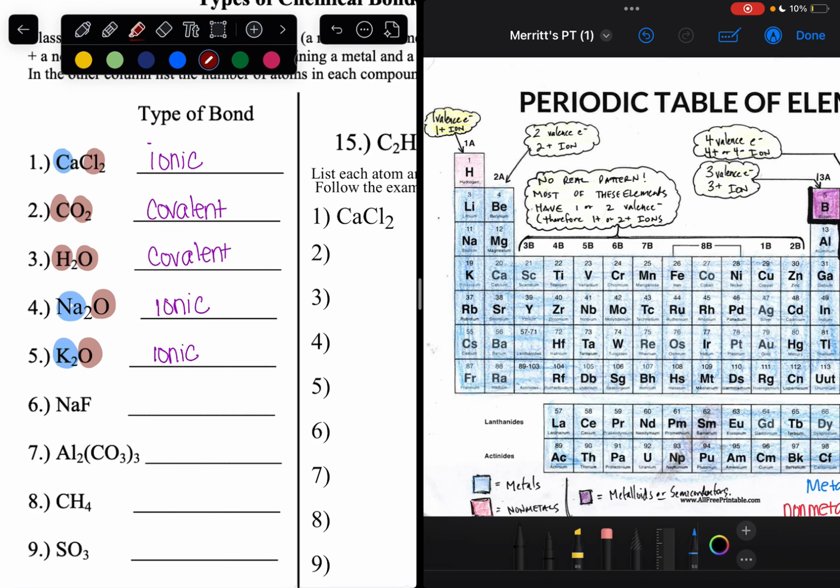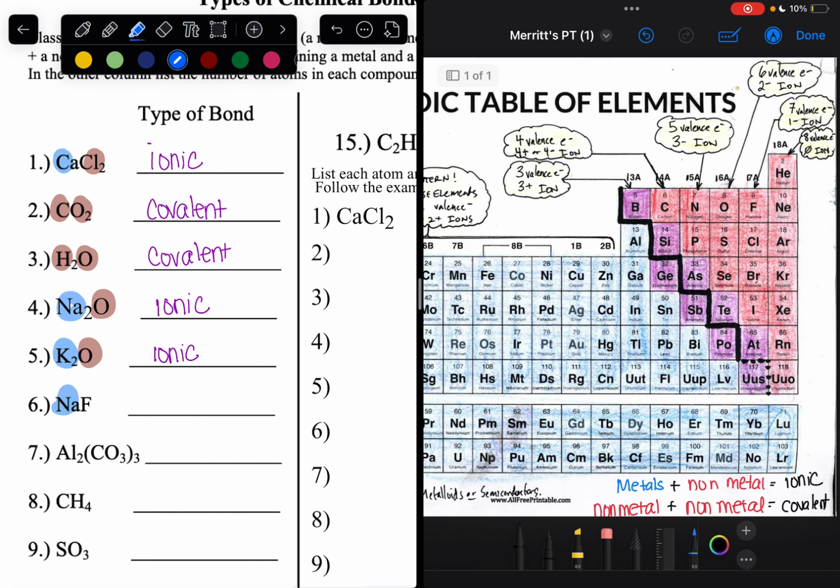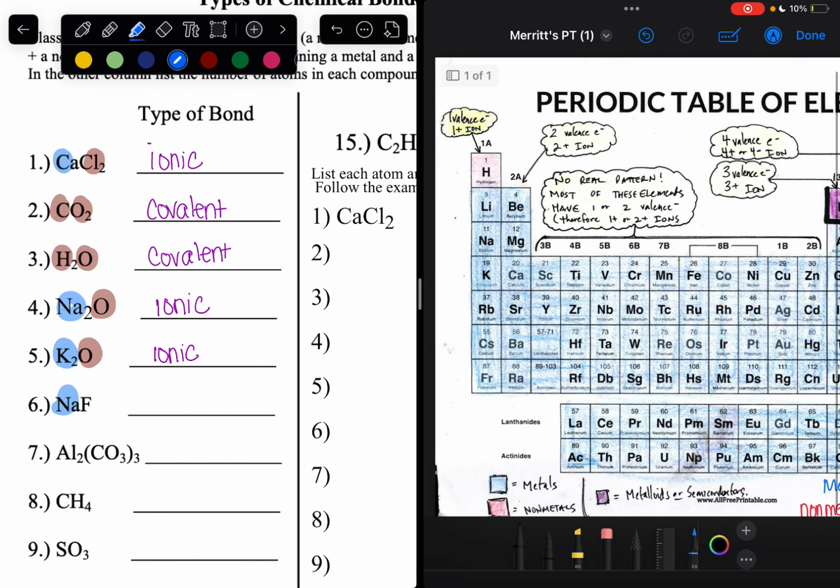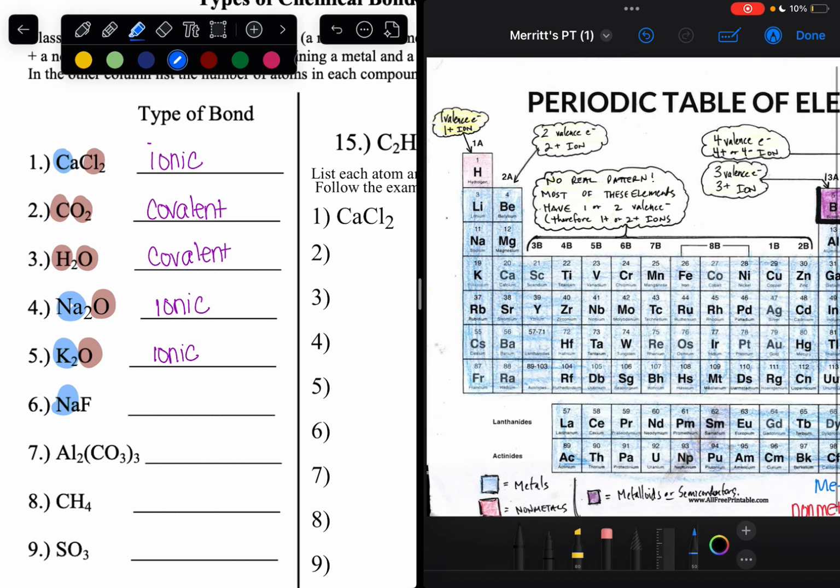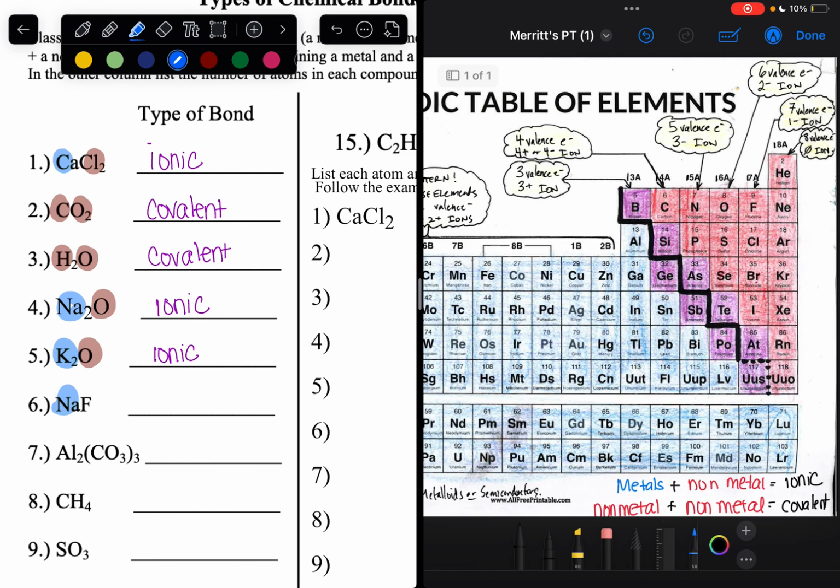Sodium, we just said, was a metal. Fluorine, if I look over here, sodium is a metal, getting my colors mixed up. Sodium's metal. Fluorine over here on the right-hand side is a nonmetal. A metal and nonmetal bonding is ionic.